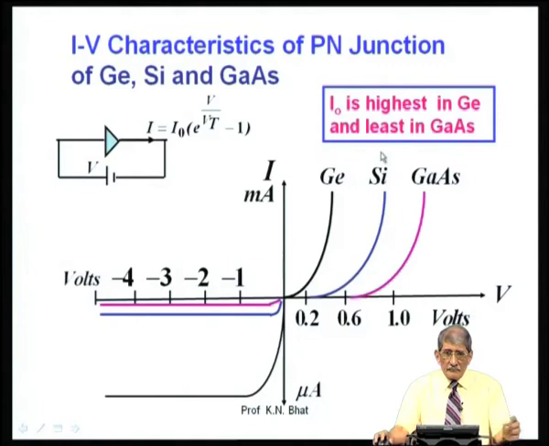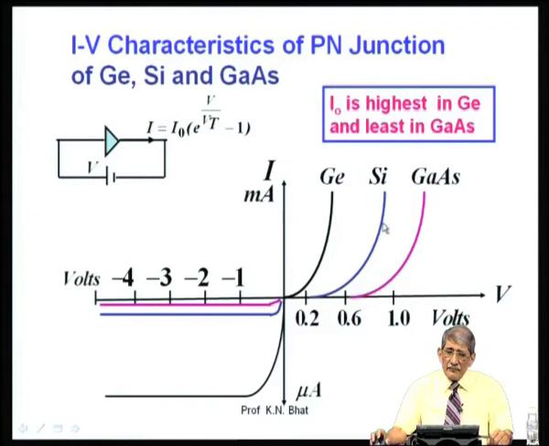Now, you can actually see the characteristic for different materials. For example, if I take germanium, the characteristic is like this. This is forward, this is reverse, telling you that I naught is very large for germanium, because it is very easy to break the bonds in germanium. Intrinsic carrier concentration is of the order of 10 to the power 13. Whereas in silicon, it is more difficult to break the covalent bond at a given temperature. So, I naught is smaller. When I naught is small, the forward current is also small for a given voltage. That means you have to apply more voltage to have the current flow.